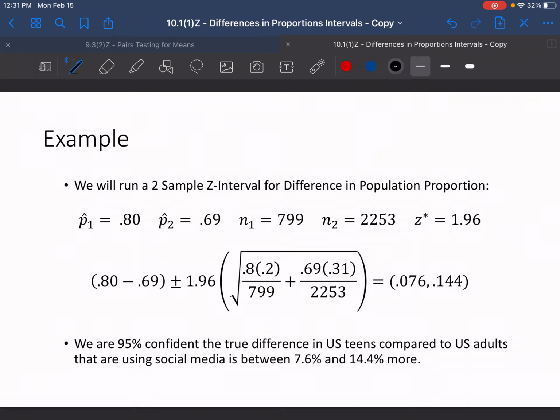From there, we perform our do step right here. So we know that the proportion for teens, in this case, that use the social networking sites from that sample was 80%. The proportion of adults who used social networking sites was 69%. The number of teens surveyed was 799, and the number of adults surveyed was 2,253. Again, we're working off of a 95% confidence interval, so we can go to second vars, inverse norm.